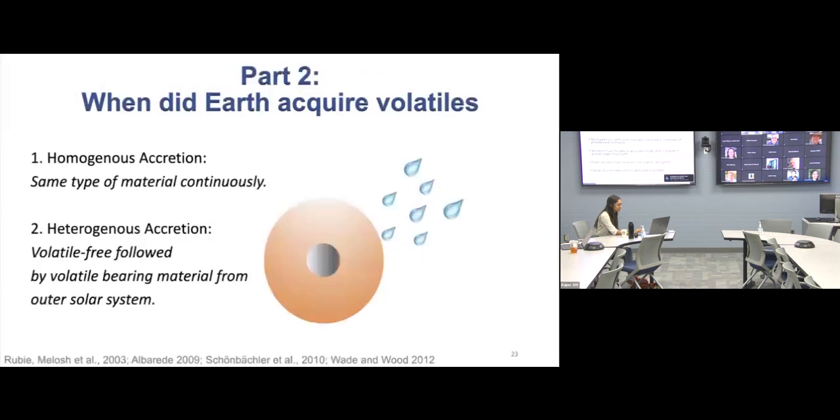Okay, so moving on to the second part of the talk. When did Earth acquire its volatiles? I don't necessarily have an answer for you, but it's a question that I have been thinking about. There are two main hypotheses. The first one is homogeneous accretion, in which the Earth would have acquired the same type of material throughout its accretion. The second hypothesis is heterogeneous accretion, in which the Earth accreted dry at first, but then volatiles were accreted later on. And there is evidence in the geochemical and the cosmochemical record for both of these processes.